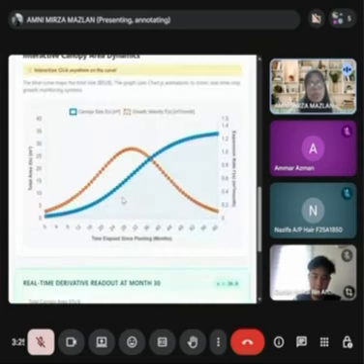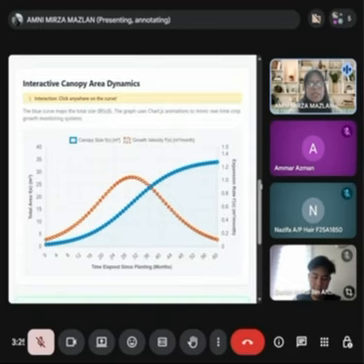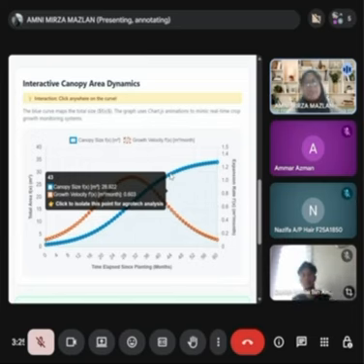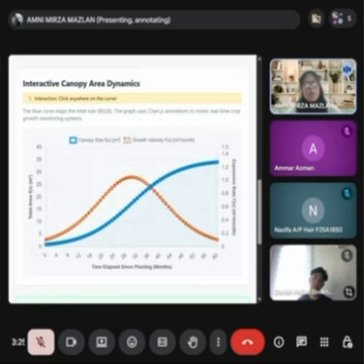Next, we click on the graph. We can see information for each month. The blue point shows the canopy size and the orange shows the growth rate. For example, we click at 30 months. The system displays the canopy area and derivative value automatically. This helps users understand how the oil palm grows over time.